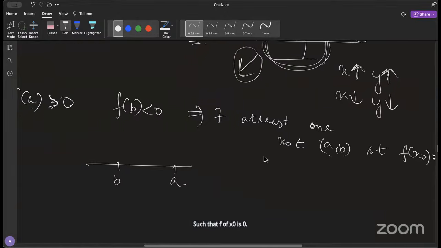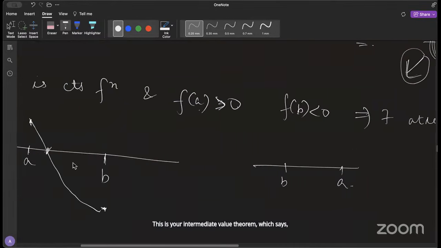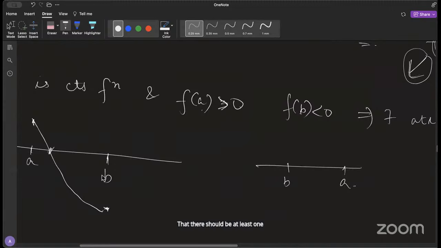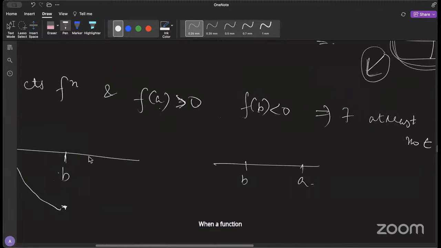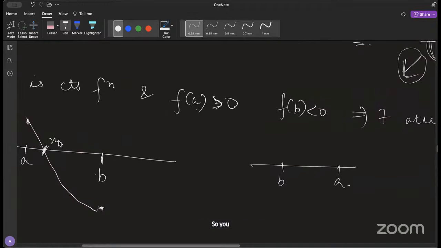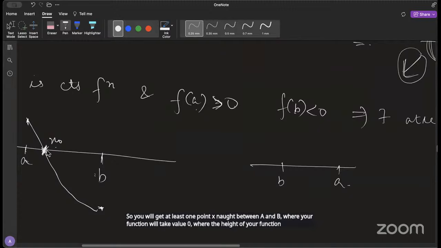This is your intermediate value theorem, which says that there should be at least one point between a and b where your function becomes 0, when your function takes value 0. So you will get at least one point x naught between a and b where your function will take value 0, where the height of your function will be 0. This is height 0, right?